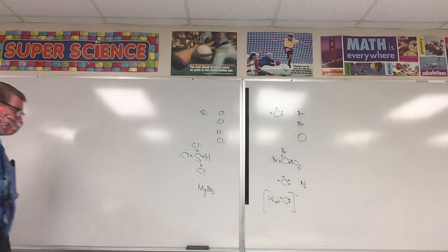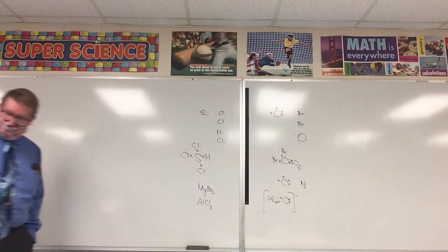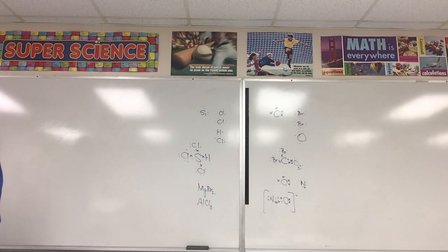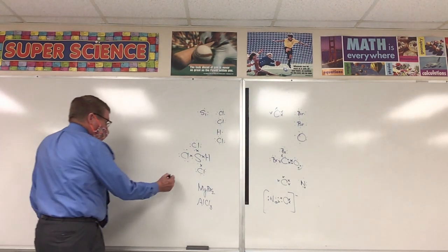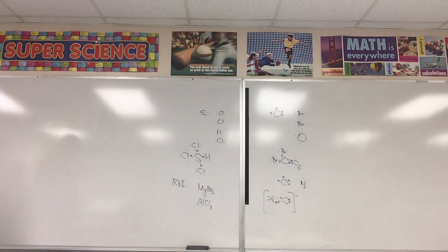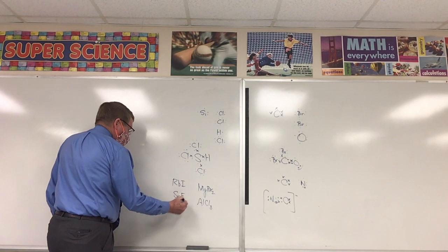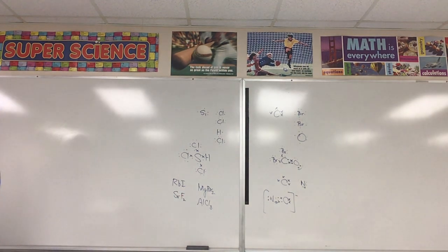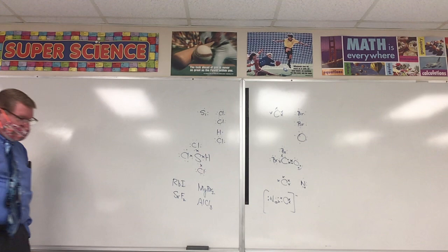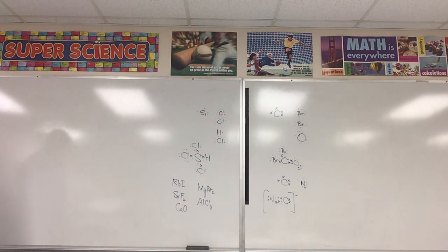Al and Cl should be AlCl3. Rb and I, that should be RbI. Sr and F should be SrF2. And we'll discuss this a little bit if you didn't get these. And Ca and O, calcium oxide. I was hoping to get to that before homework of the day, but I didn't.